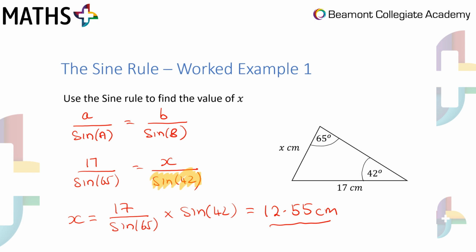Looks about right, so it's opposite a smaller angle. A bigger side will always be opposite a bigger angle. A smaller side will be opposite a smaller angle.